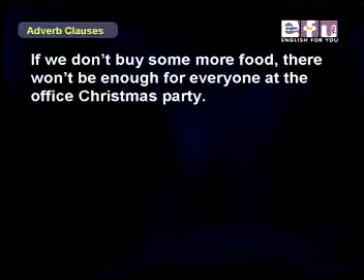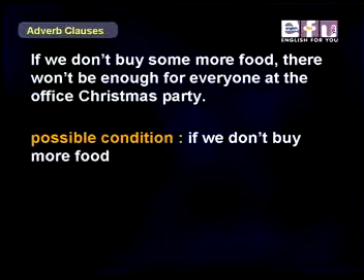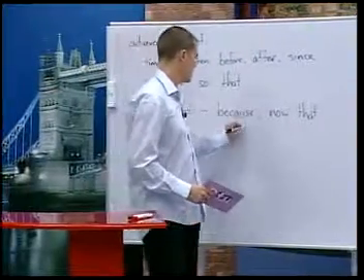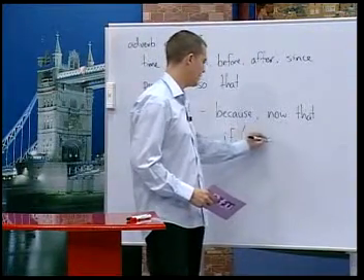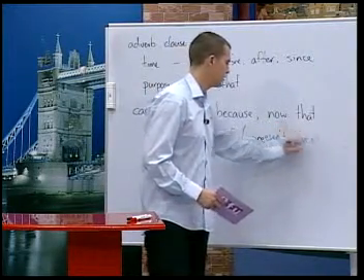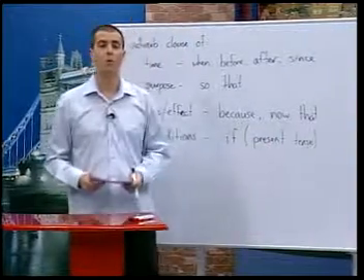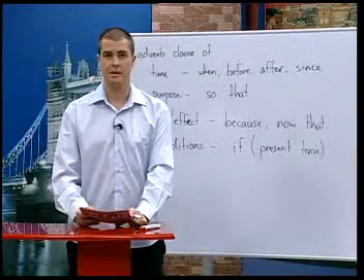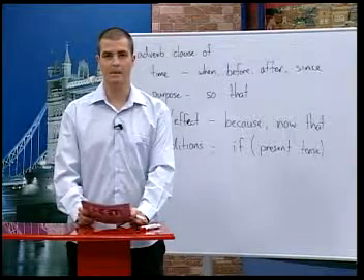The main clause expresses results. Possible condition, if we don't buy more food. And the result, there won't be enough for everyone at the office Christmas party. And the present tense is used in an if clause, even if we are talking about the future. We only have the if and the present tense. Doesn't matter if we're talking about the future. And also, when we have an if clause that starts a sentence, a comma must come after the if clause.